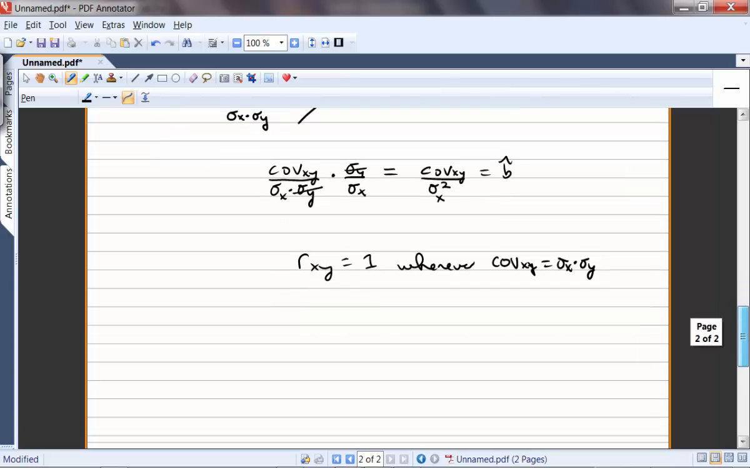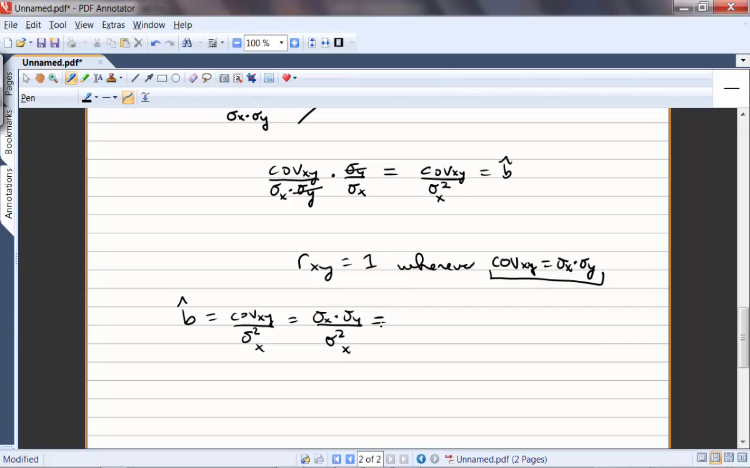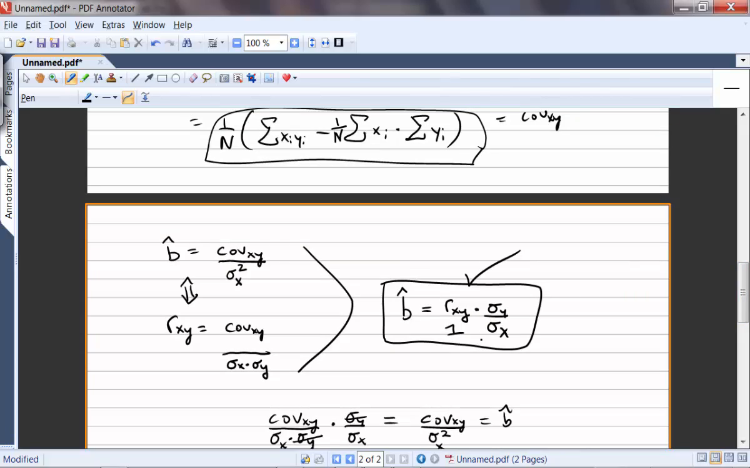That makes sense, right? If the covariance of xy equals the standard deviation of x times the standard deviation of y, then beta hat equals the covariance of xy over the variance of x, which equals this, and this is just equal to the standard deviation of y over the standard deviation of x. That's what b hat is whenever r is 1, just like this formula would suggest.